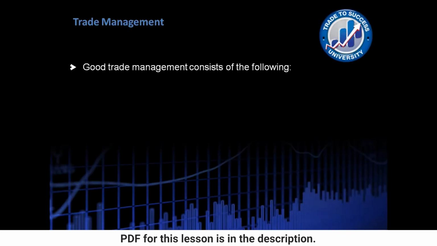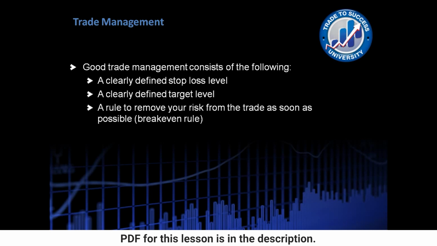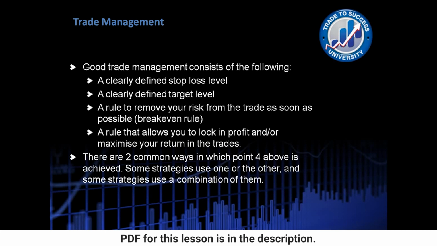Good trade management consists of the following: a clearly defined stop-loss level, a clearly defined target level, a rule to remove your risk from the trade as soon as possible, the break-even rule, and a rule that allows you to lock in profit and maximize the return in your trades. We have already illustrated the first 3 points, so now we will cover point 4.